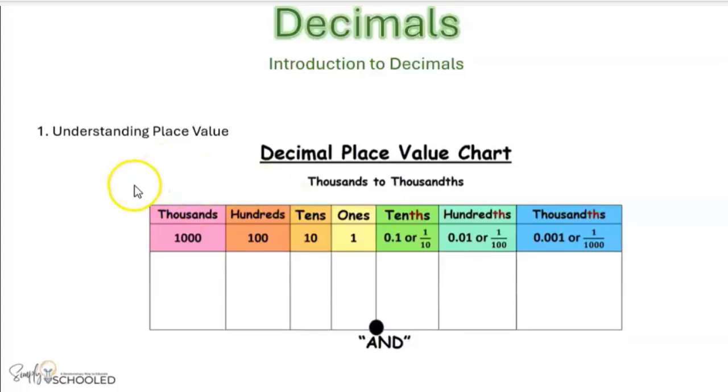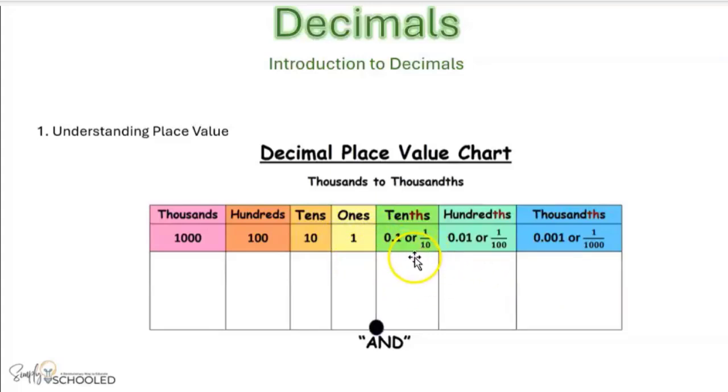Okay, first, I'm going to go over 5 things about decimals. The first one is understanding place value. Now, you're familiar with the regular place value chart. We have the ones, tens, hundreds, thousands. And as you know, it goes on forever, and each place value is 10 times larger. Decimals go the opposite direction because the smallest value of a whole number is 1.